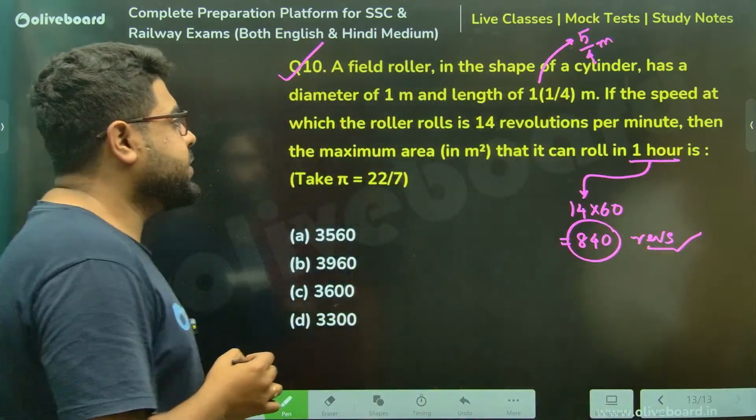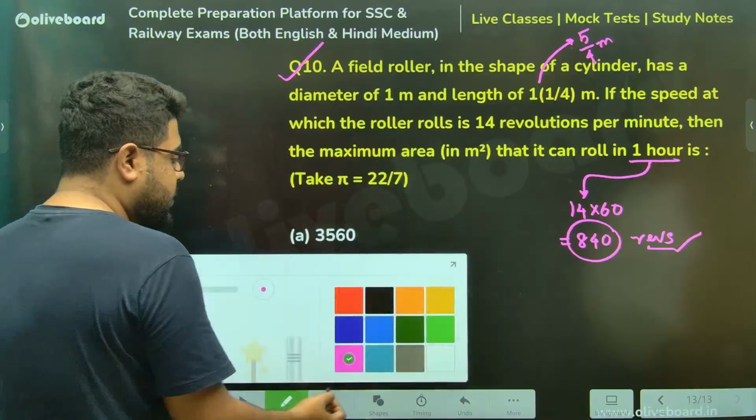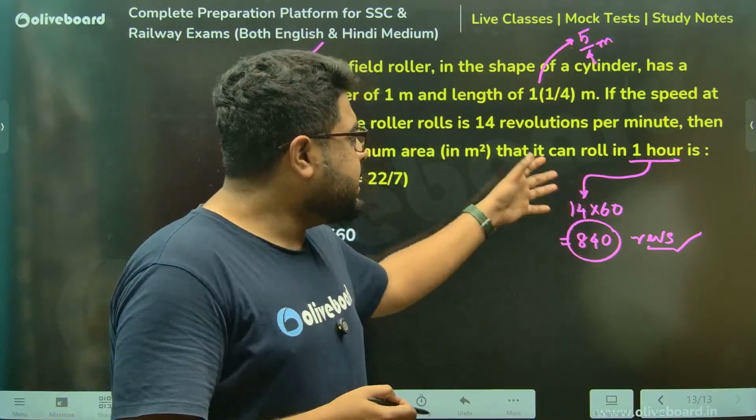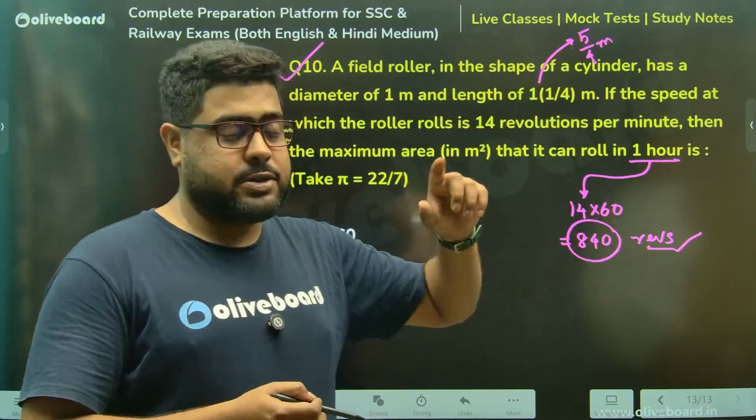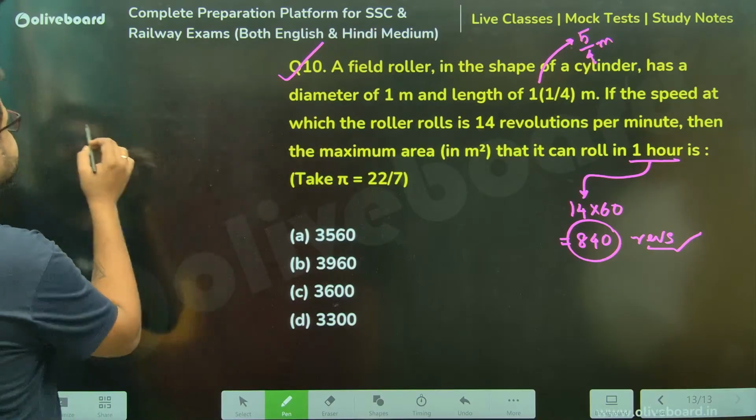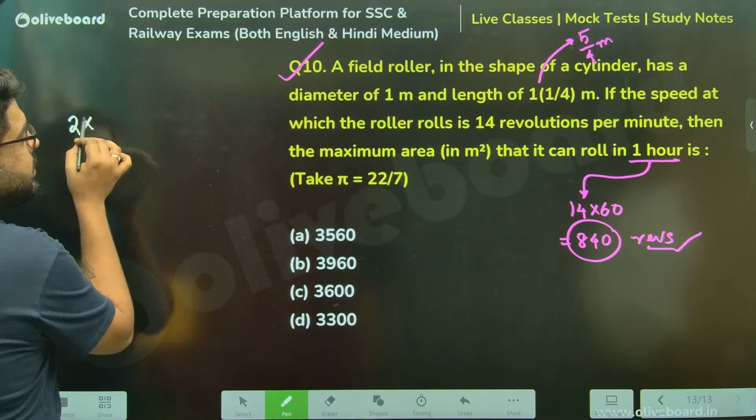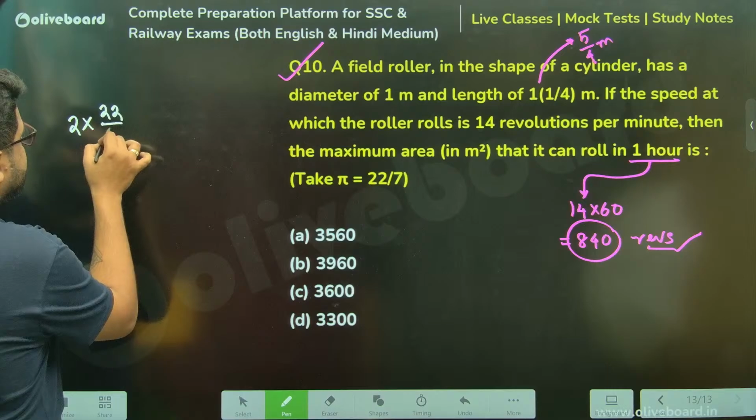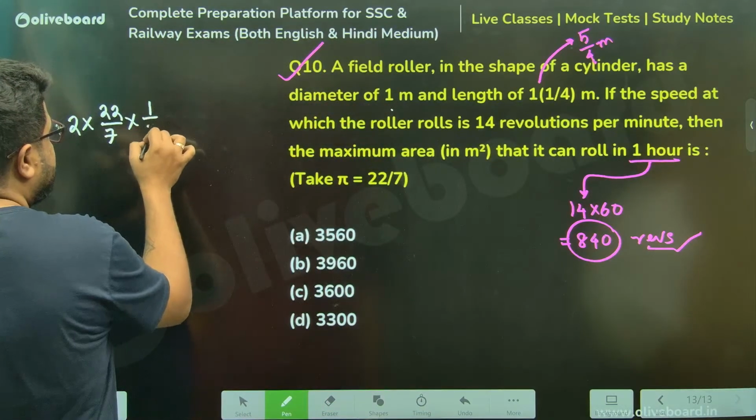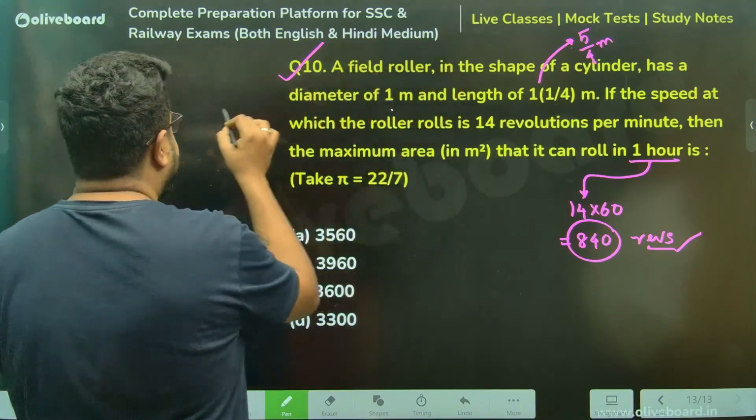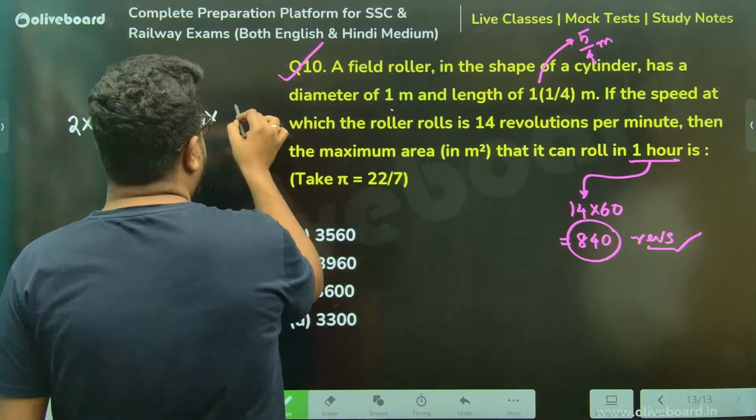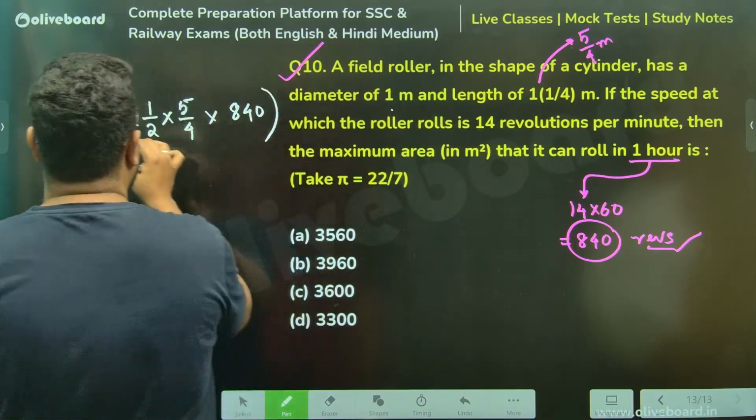840 revolutions I'll get. Now, in every revolution, how much area will be rolled? That is the curved surface area. The curved surface area of any roller or cylinder is 2 pi r h. So 2 into pi into r, where the diameter is 1, so the radius is 1 by 2, into h which is 5 by 4, into 840 revolutions. This will be my correct answer.